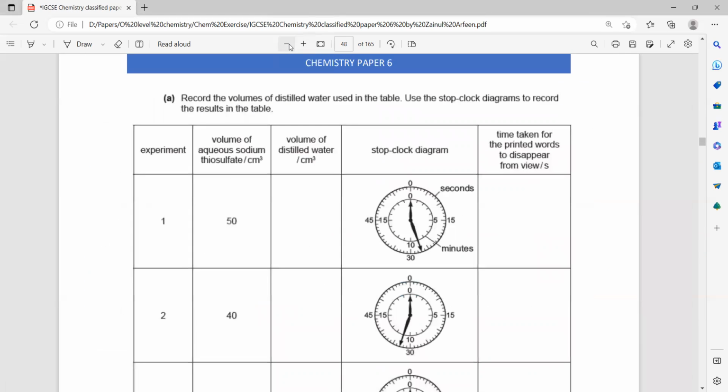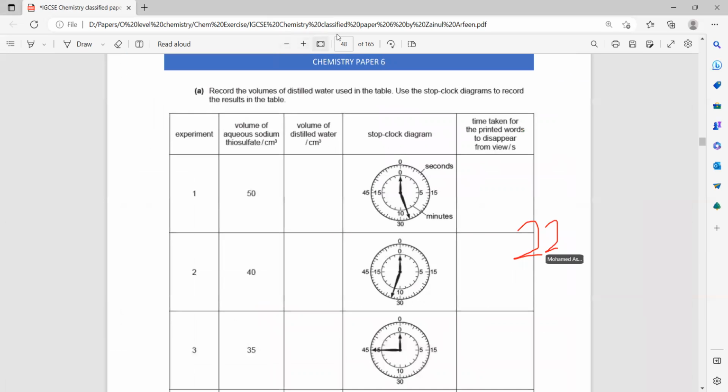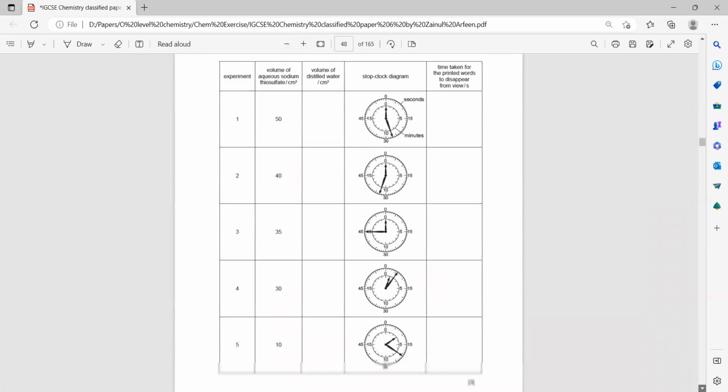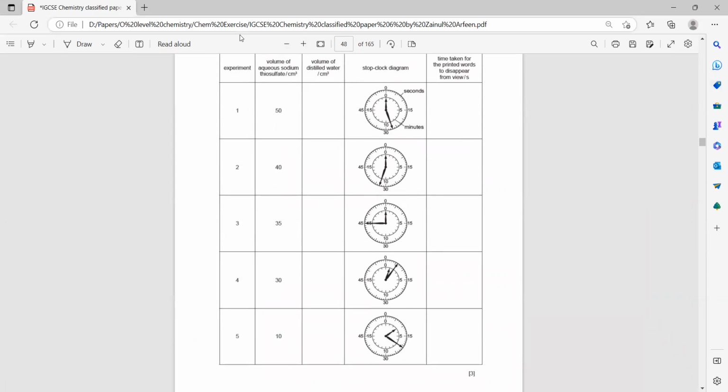So these are the points you have to record. Experiments 1, 2, 3, 4 and 5 are done. You have to record the volume of the water which is added and the time for the printed words to disappear. Using this stop clock diagram, you have to tell the time in seconds.